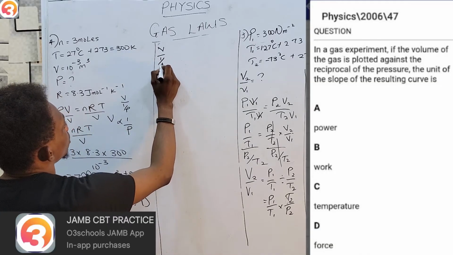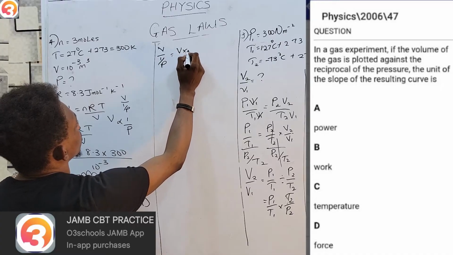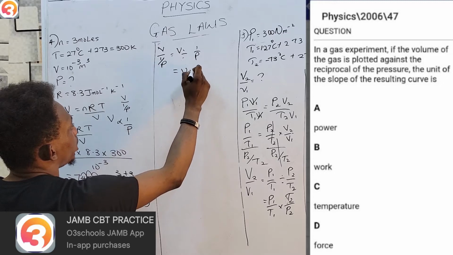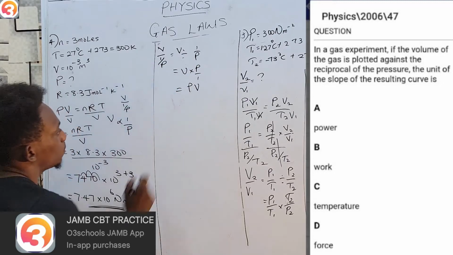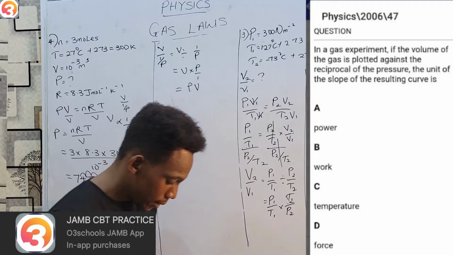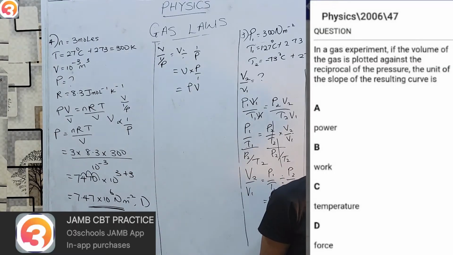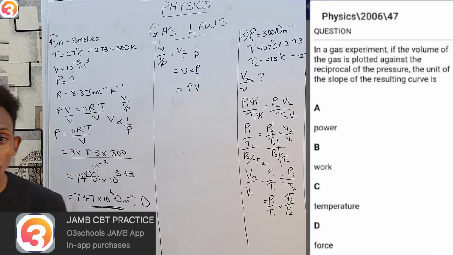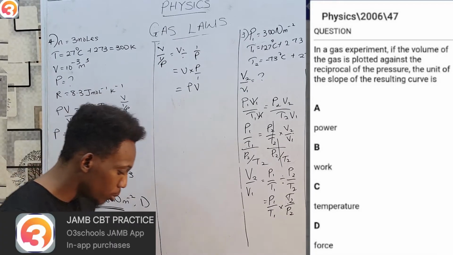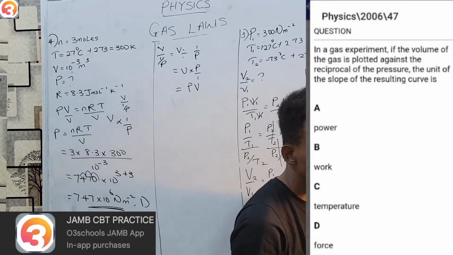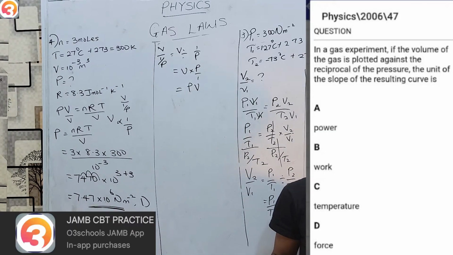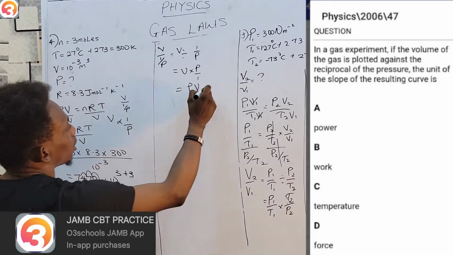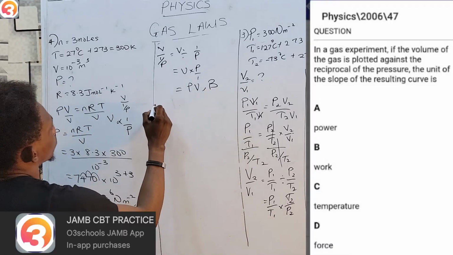V divided by 1 over P becomes V times P over 1, which is basically PV. And that means that's your slope, right? And remember, when you say PV, that should take your mind to Boyle's law. And we stated that Boyle's law was a statement of the work done in the system, which means in my options, A, power, no; B, work, yes. My slope is actually the work being done. So my answer is option B.